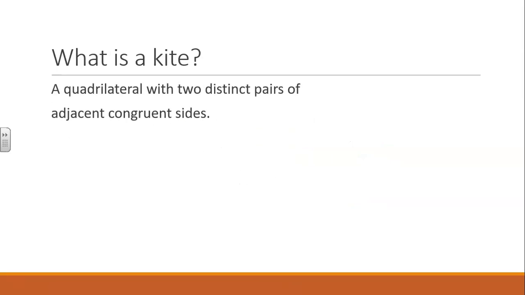And what is a kite? A quadrilateral with 2 distinct pairs of adjacent congruent sides. Adjacent meaning that they are side by side, and they're congruent meaning they're the same length. So it has 1 pair and then a second pair.